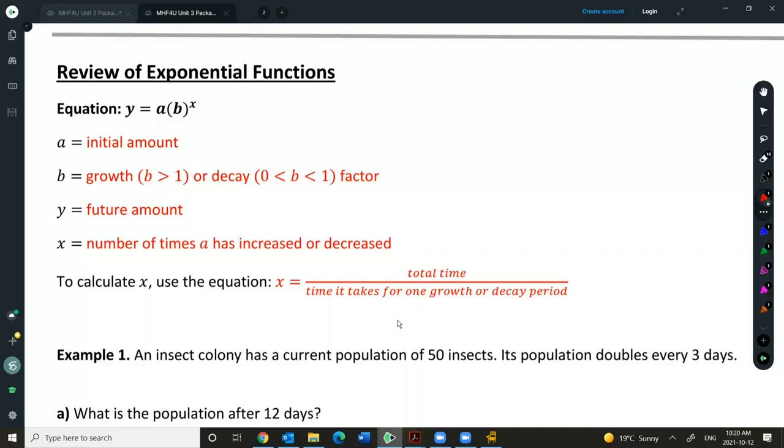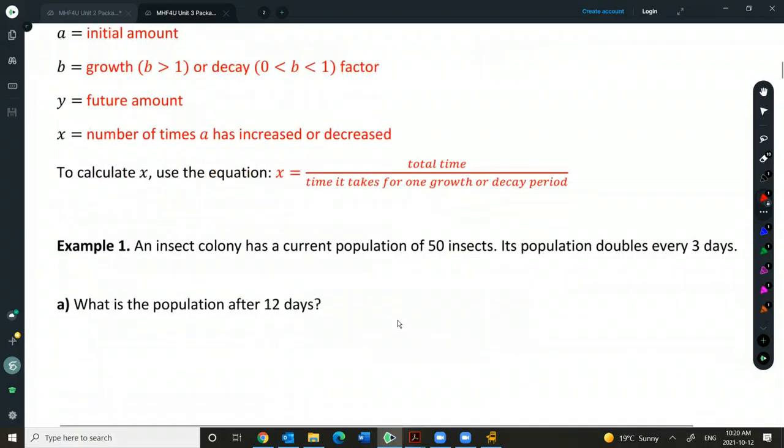Where a represented the initial value, however much you started with. B was either your growth or decay factor, so things like doubling, tripling, we talked about half-life questions. Y was the future value, and then x would be the total number of growths or decays that you would have within the time limit. So you would take your total time and divide it by the growth or decay period.